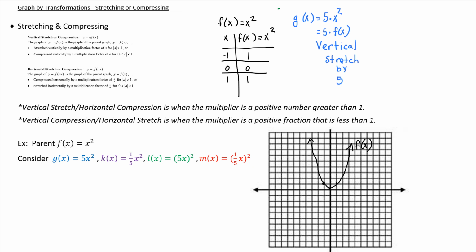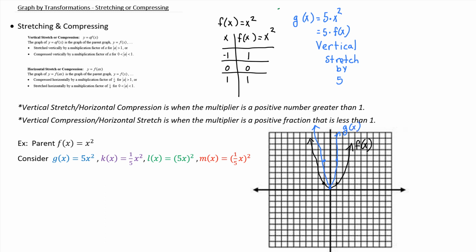We take our function, and each of the points will stretch vertically, in the y direction, by 5. So they'll move up. Instead of being at 1 unit, it's now going to be 2, 3, 4, 5 units. At 0, 0 times 5 is still 0. Instead of 1, 1 times 5 is 5. So that pulls you up. You have the same graph, just stretched vertically by 5. So that's g of x.